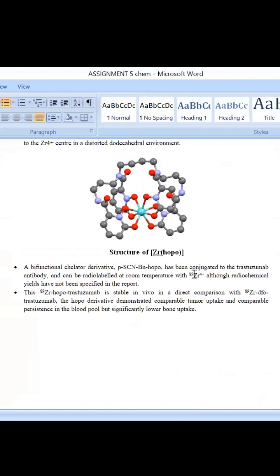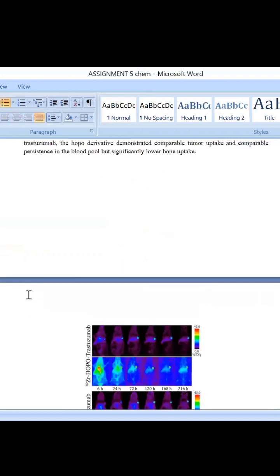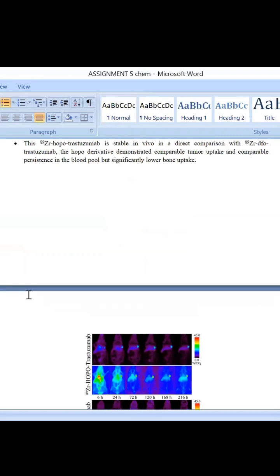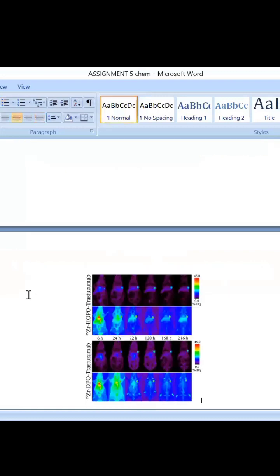A bifunctional chelator derivative, p-SCN-Bn-HOPO, has been conjugated to the trastuzumab antibody and can be radiolabeled at room temperature with zirconium-89, although radiochemical yields have not been specified in the report. This zirconium-89 trastuzumab is stable in vivo. In a direct comparison with zirconium DFO, the HOPO derivative demonstrated comparable uptake and persistence in the blood pool, but significantly lower bone uptake.